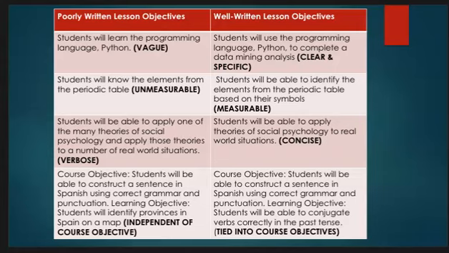Whereas on the right, the course objective is the same, but the learning objective is students will be able to conjugate verbs correctly in the past tense. Yes, this learning objective will lead to our course objective of using correct grammar and punctuation.